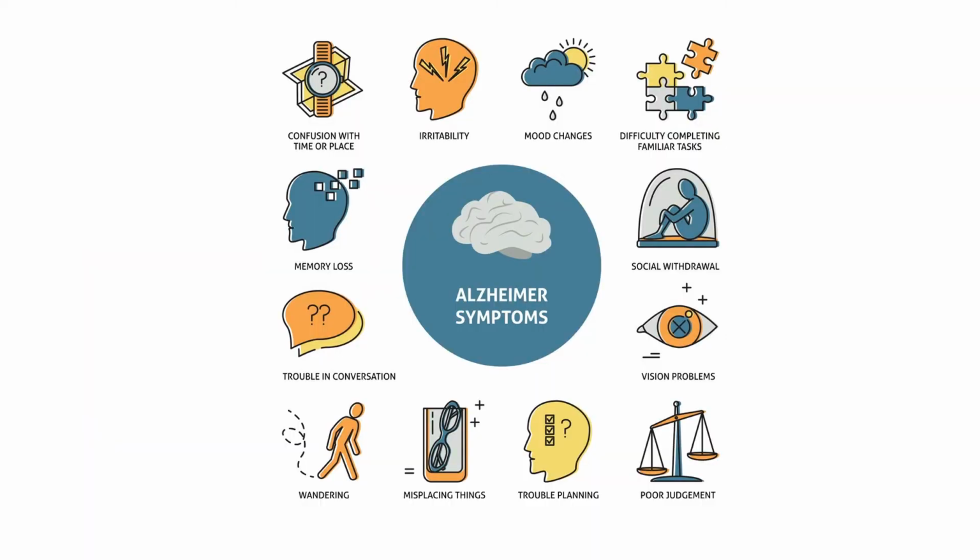Here are the signs and symptoms of Alzheimer's disease. Confusion of time or place, irritability, mood changes, difficulty completing familiar tasks, social withdrawal, visual problems in some instances, poor judgment, trouble planning, misplacing things, wandering around, trouble in conversation, and memory loss.